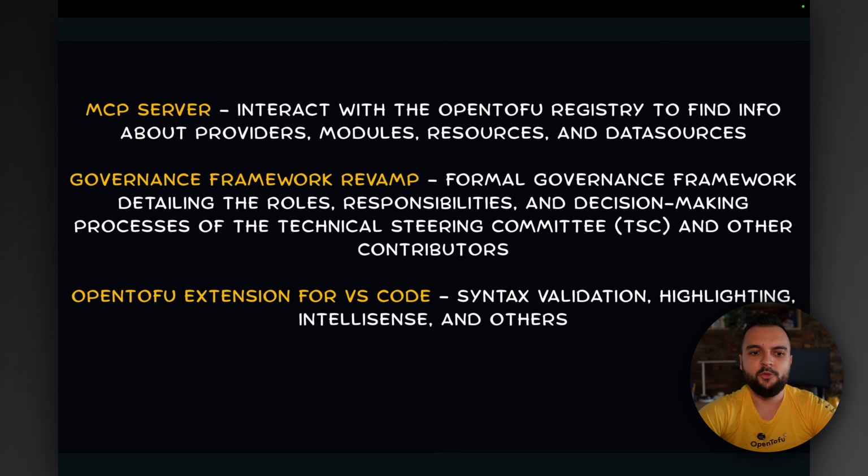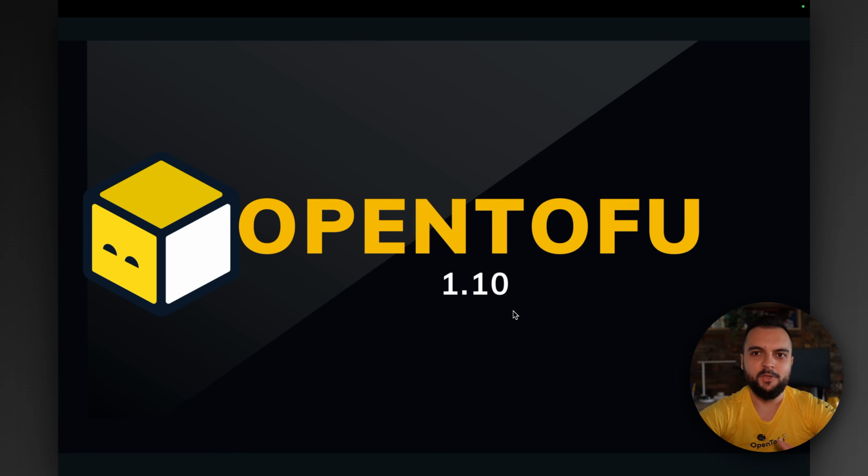There is also a governance framework revamp, so now there is a formal governance framework that details the roles, responsibilities, and decision-making processes of the TSC and other contributors. And last but not least, there is an OpenTofu extension for VS Code available, which helps you with syntax validation, highlighting, IntelliSense, and others. OpenTofu has also hit over 10 million downloads on GitHub, and keep in mind this is GitHub only, so if you take into consideration other package managers like Homebrew, the number is much higher.